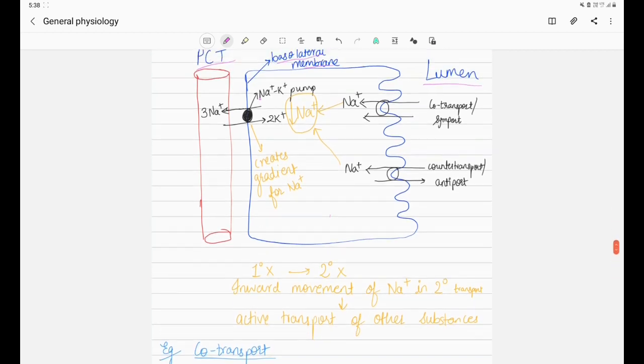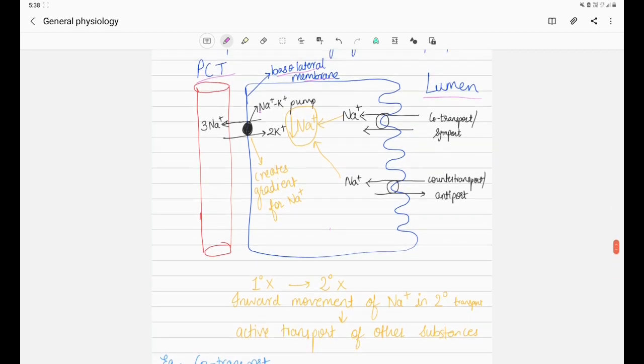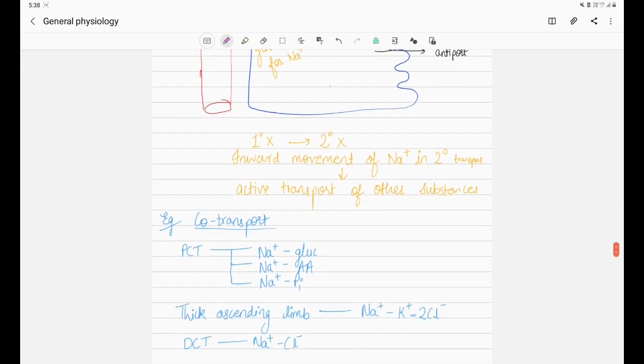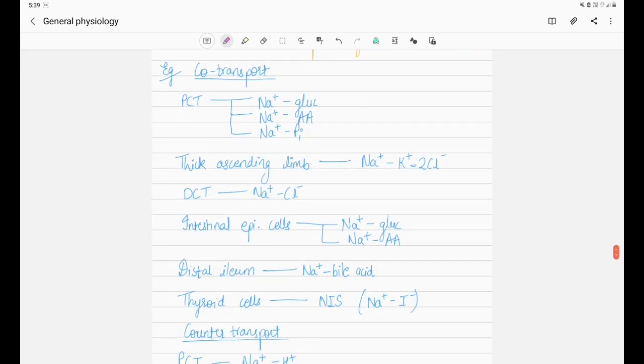If there is no primary transport, then there will be no secondary transport. And the inward movement of sodium in secondary transport is leading to the active transport of other substances. Let's see some examples of co-transport and counter-transport.